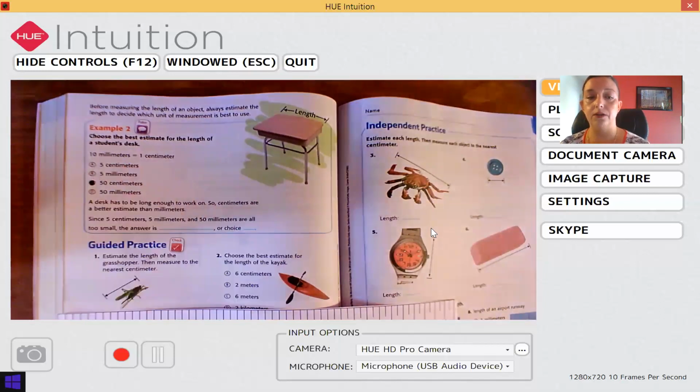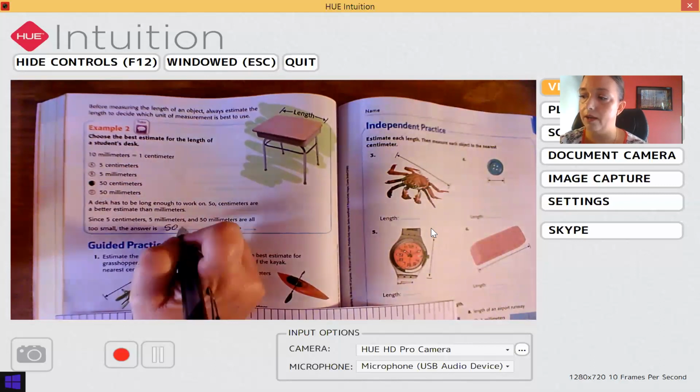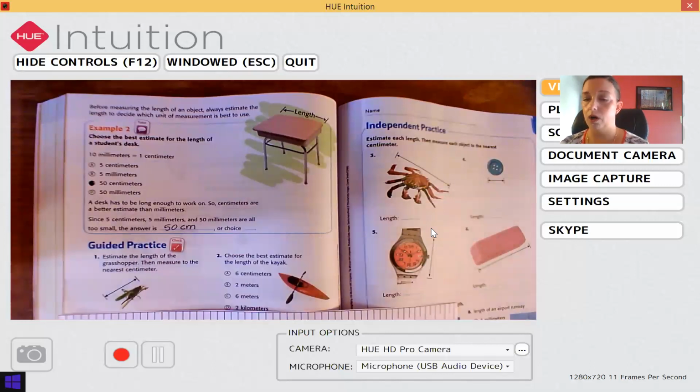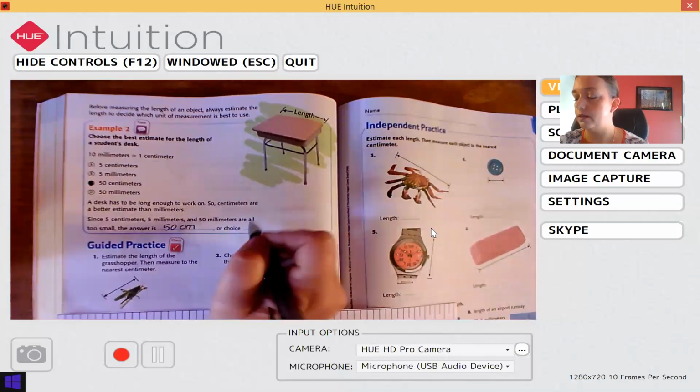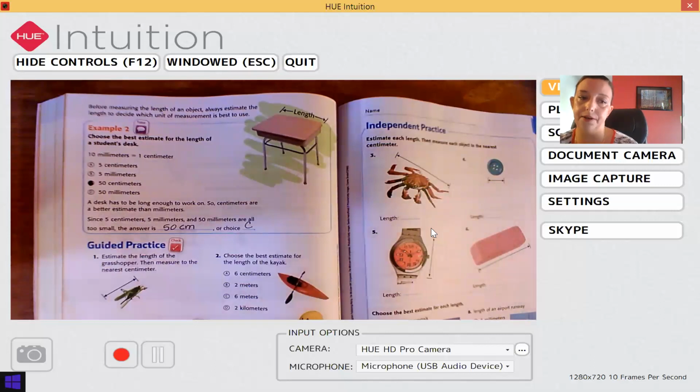Since 5 centimeters, 5 millimeters, and 50 millimeters are all too small, the answer is 50 centimeters. And you can abbreviate centimeters with cm, or choice C was the option. A, B, C was the correct option. Okay, let's take a look and do this guided practice down here.